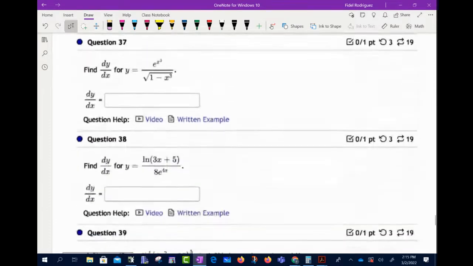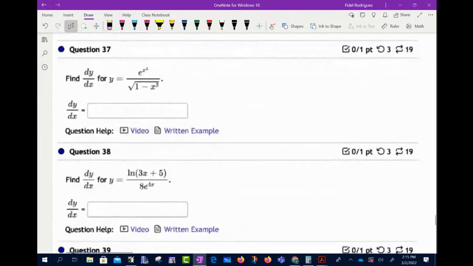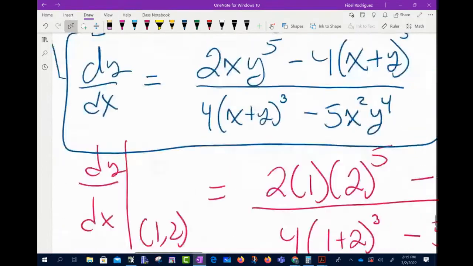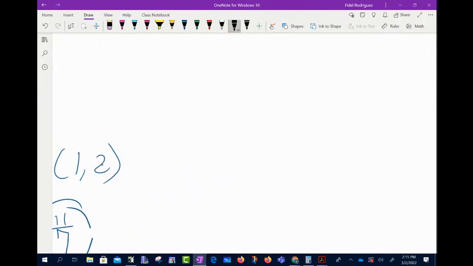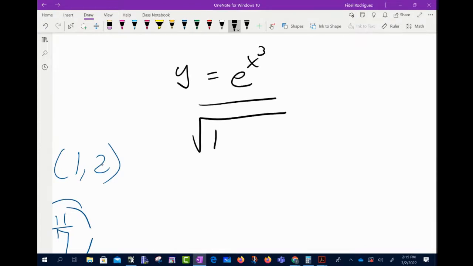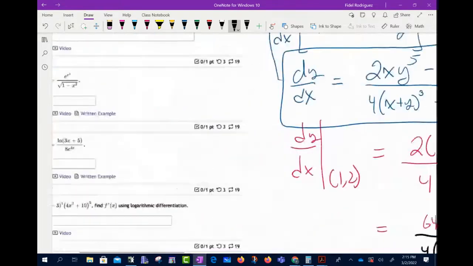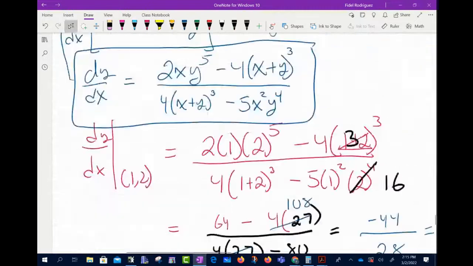37. Let's do 37, Steve. Okay, so look, again, I'm going to do it on the side, y'all, because I kind of ran out of room here a little bit. So e to the x to the third over 1 minus the square root of x minus 3. We're just finding the derivative. So y equals e to the x to the third over the square root of 1 minus x to the third. Make sure I got it. Yes.